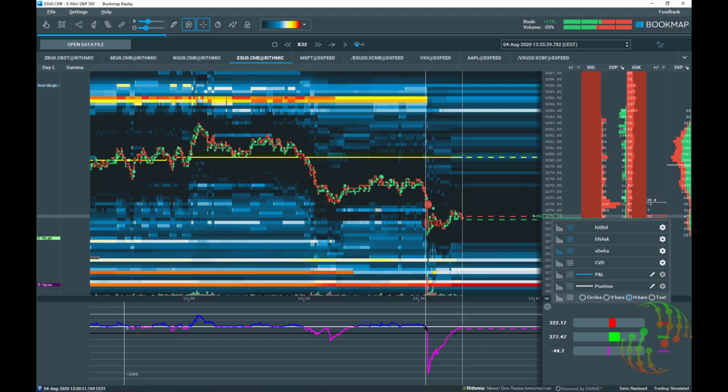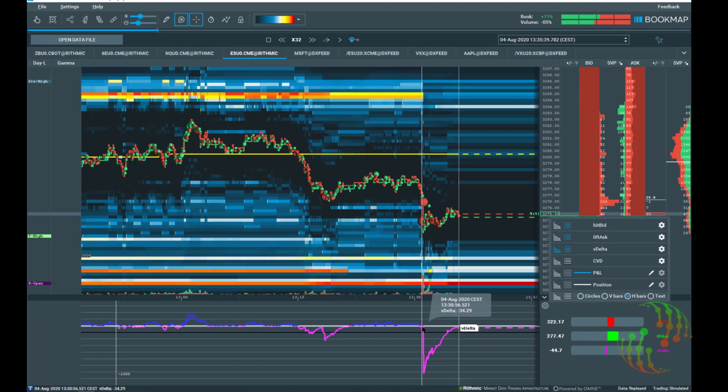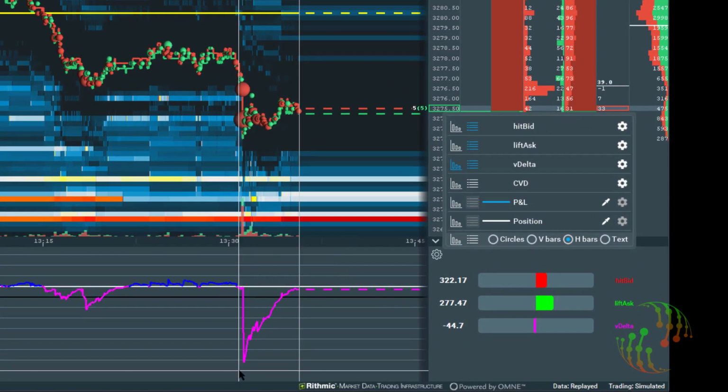Now we know that was a stop run. But what can we do with this information? Now what we can do is to measure the volume traded at those levels here.